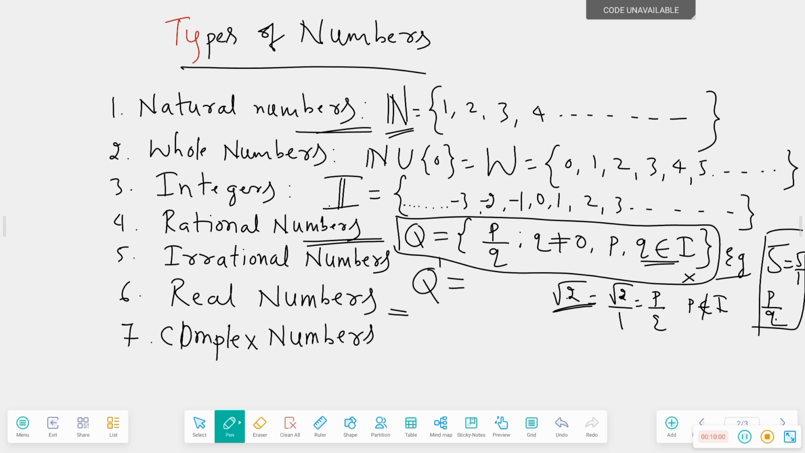Real numbers is denoted by capital letter R, and it is the union of rationals and irrationals.